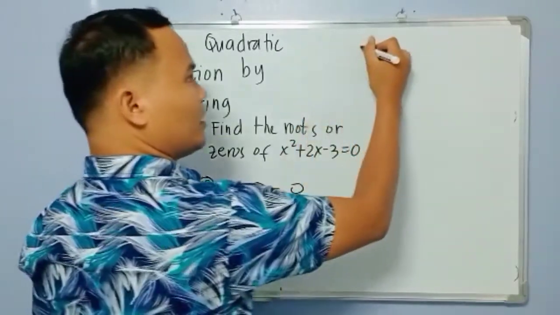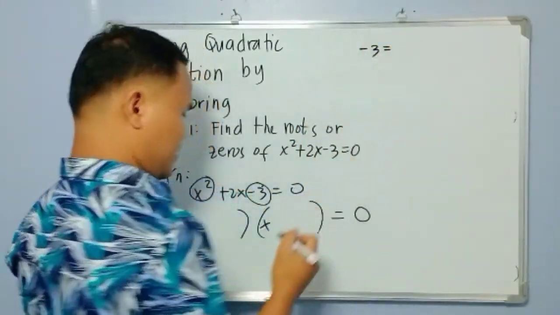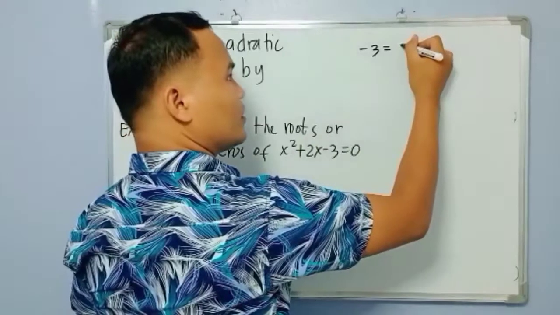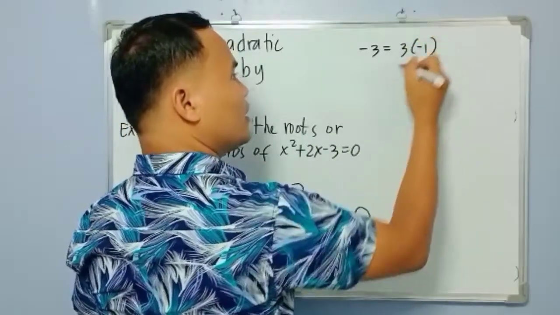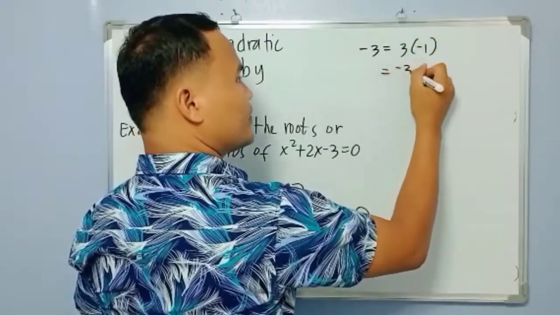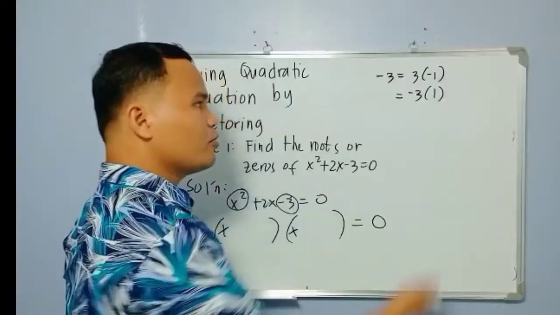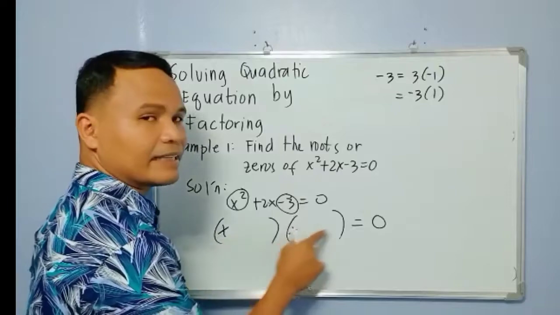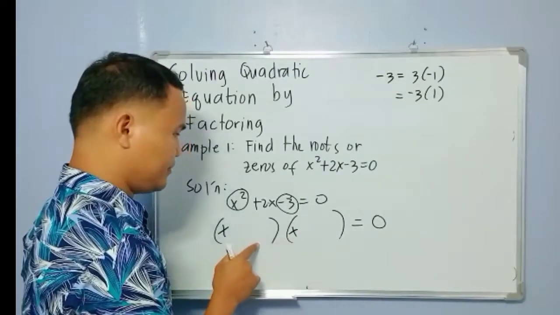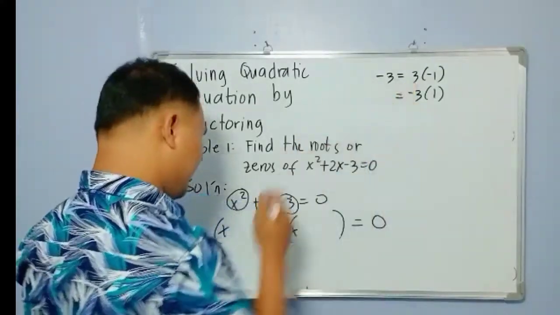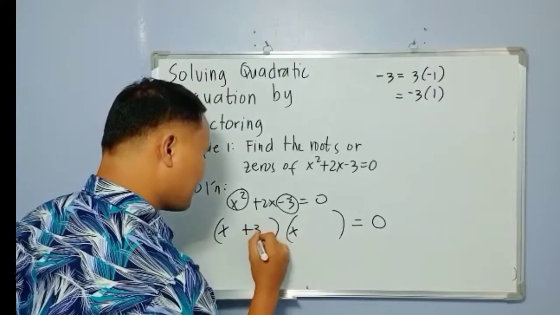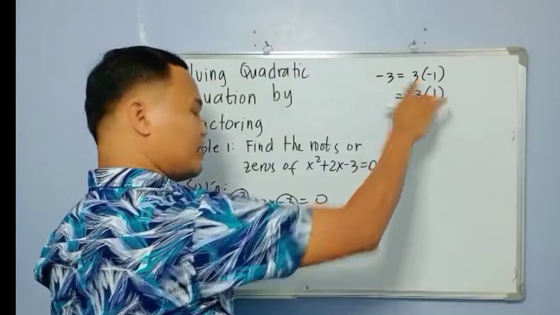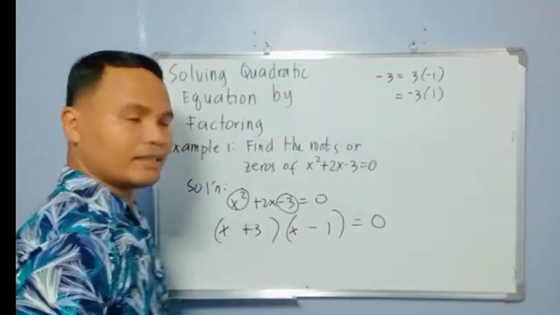What is our constant term? Negative 3. And what are the factors of negative 3? Negative 3 is also 3 times negative 1, also negative 3 times 1. And which of these two factors of negative 3 are we going to write here? Let us try positive 3 and negative 1.